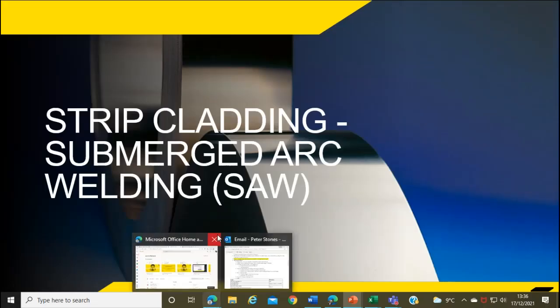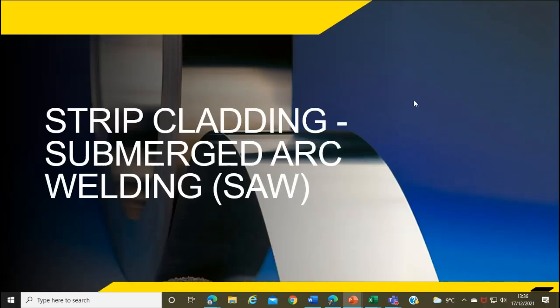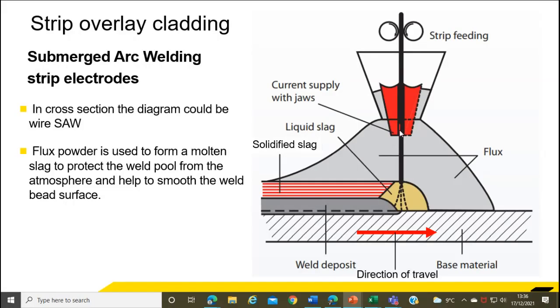So talking in detail now about submerged arc welding of strip, this cross section could really look like wire. So we've got wire being fed towards the workpiece. The welding head is moving in this direction, left to right, and it's like a MIG process. So the actual electrode is the filler metal. The arc is generated between the base and the filler metal, and in this case it just happens that the filler metal is a strip. So rather than just being a wire, it's a strip.